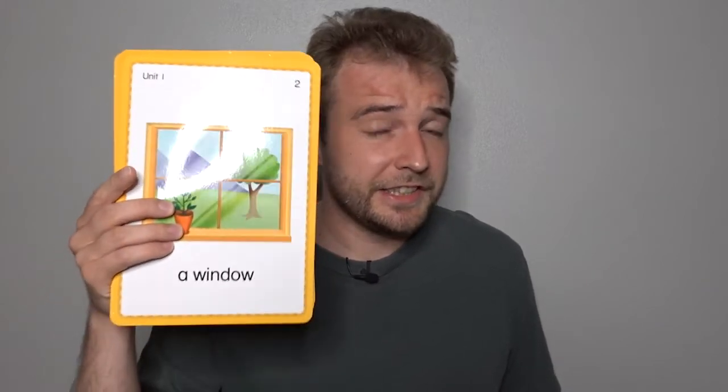For example, a picture. Very good. A window. Excellent, nice work. A pencil sharpener. Nice job. Once you've introduced the vocabulary, you can hold the picture up and say, what is this? Nice work. And what is this? Wonderful. I'm sure you get the picture. So that is pretty basic. That's the regular way to use flashcards.